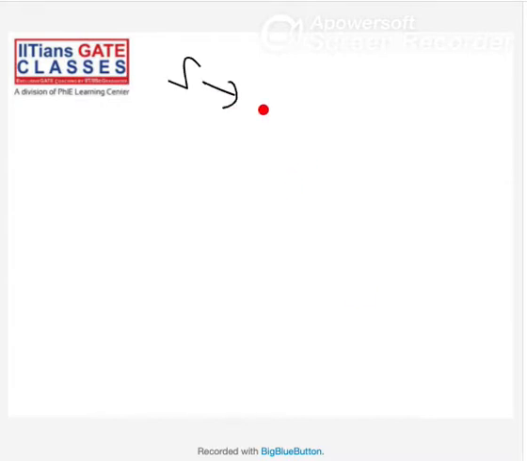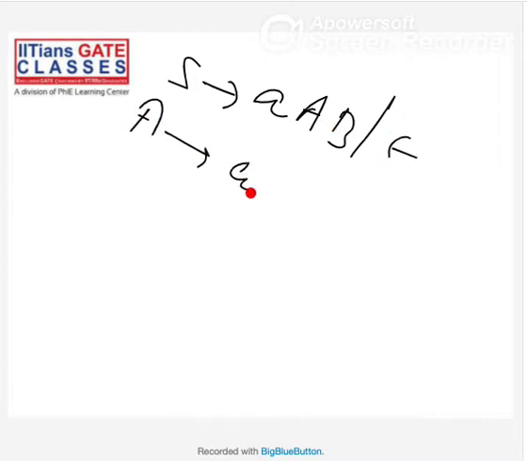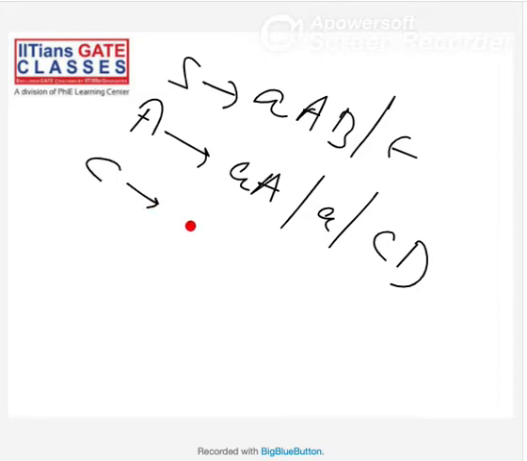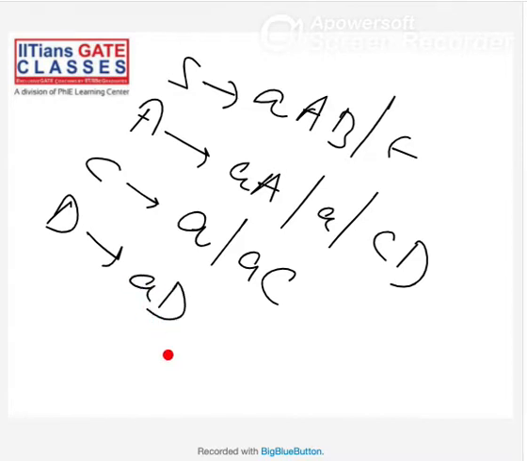For example, S goes to AB or epsilon. A goes to small a, let's assume small a, C D. C derives A or AC, and D goes to AD. Let's take this example. In this example, you can see what the useless symbols are.